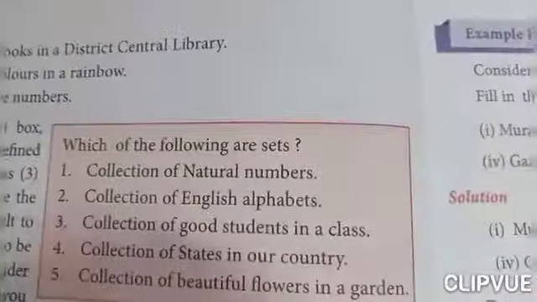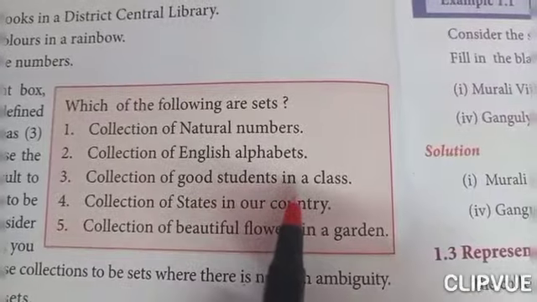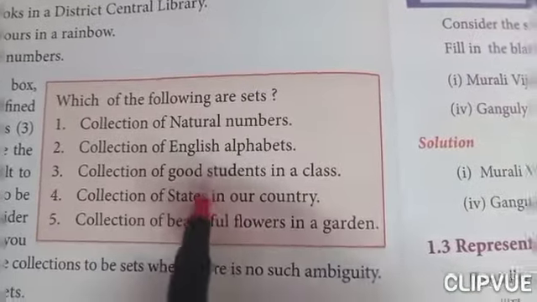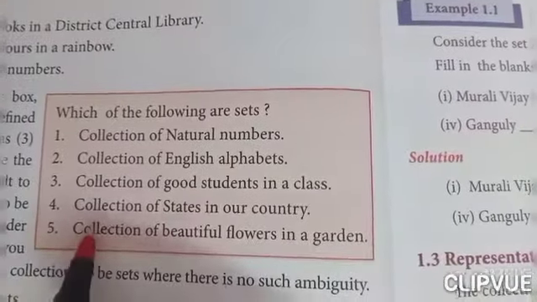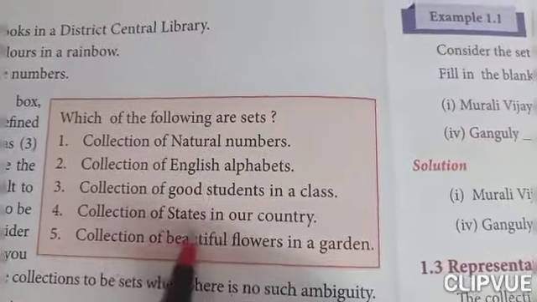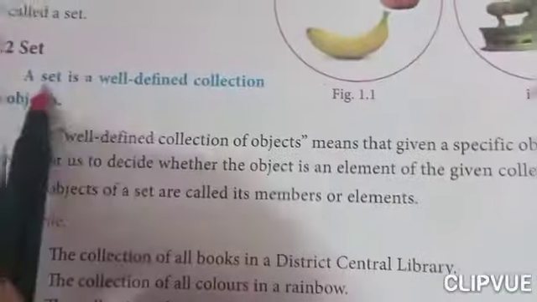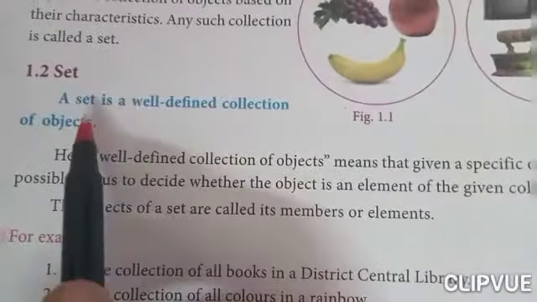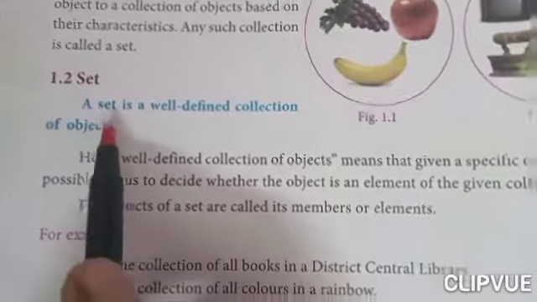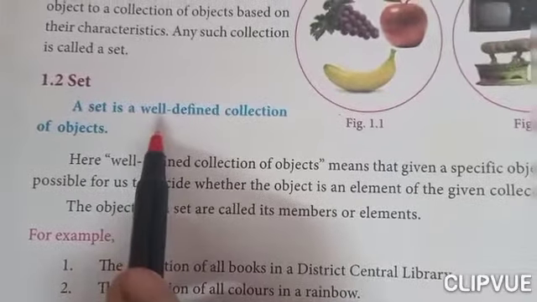Look at a few more examples: collection of natural numbers, collection of English alphabets, collection of good students in a class. This is not a set, I will explain it later. Collection of states in our country. Many examples we can give for sets. One thing we have to understand very clearly: a set is a well-defined collection of objects.